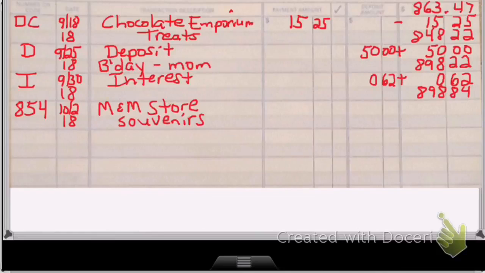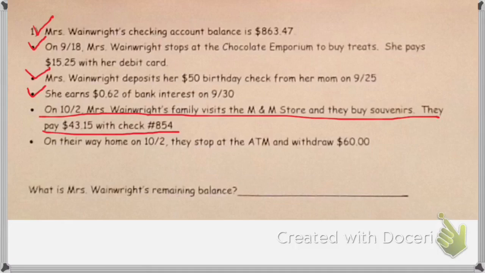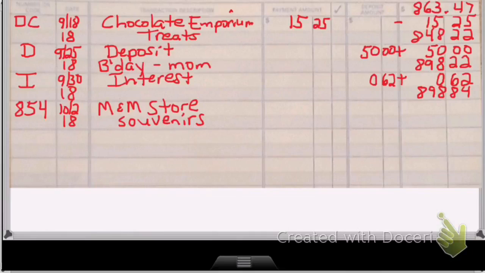And next I have to say, if I make a purchase from a store, am I taking money out of my account or putting money into my account? Well, I'm certainly taking it out. So that would be in the payment section, and that amount is going to go right here. When I go back to my problem, I see that I paid $43.15. So I'll write my $43.15, and again, I bought something, so I'm subtracting it with a minus sign. 43.15, lining up my digits.